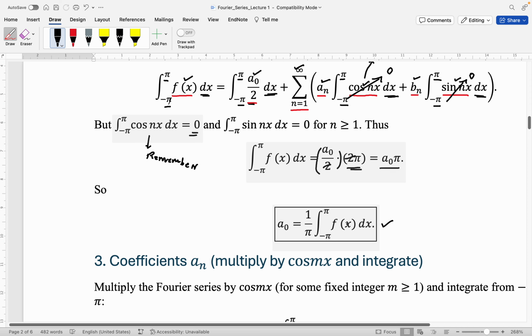Many a time, if there is a basic question of finding the coefficients a naught, an and bn, you can use this technique and show it. It's the starting point of this. This is all pure maths.